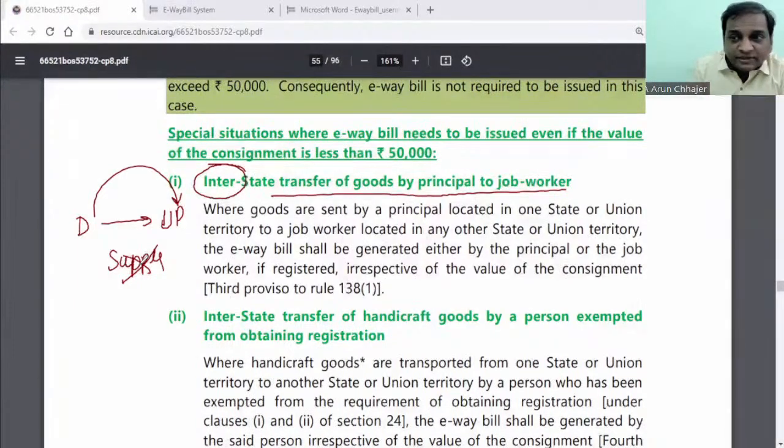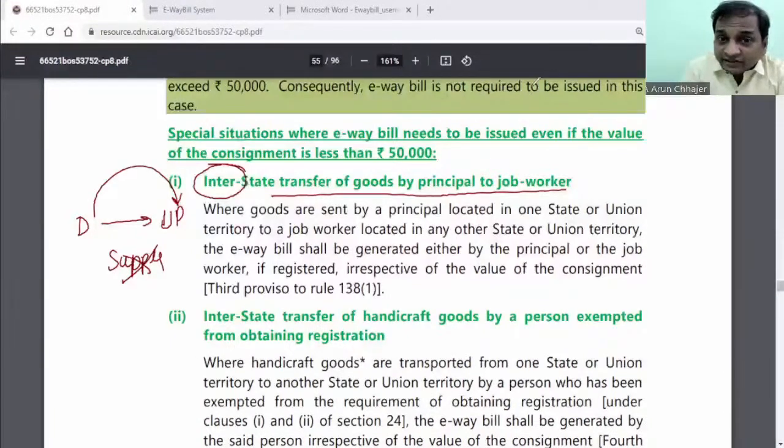Then why is an Eway bill required to be prepared? We have discussed the situations: movement of the goods because of the supply, and movement of the goods other than supply. What is other than supply? One example is sending the goods from the principal to the job worker or vice versa. It is not a supply, but still why is an e-way bill required? Because, as we have discussed, by reason other than supply, if there is movement of the goods, we need to prepare the e-way bill. So this exception can be asked.